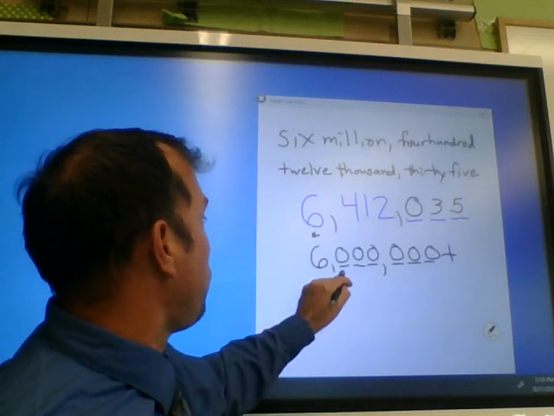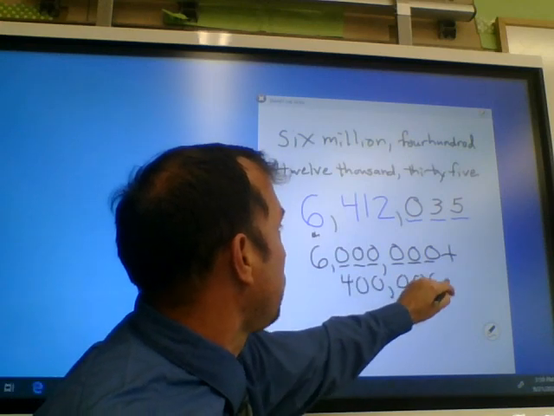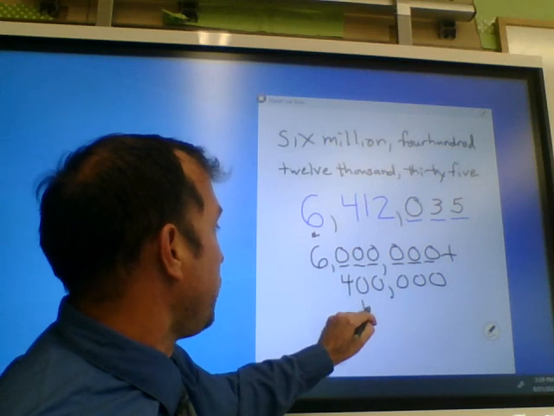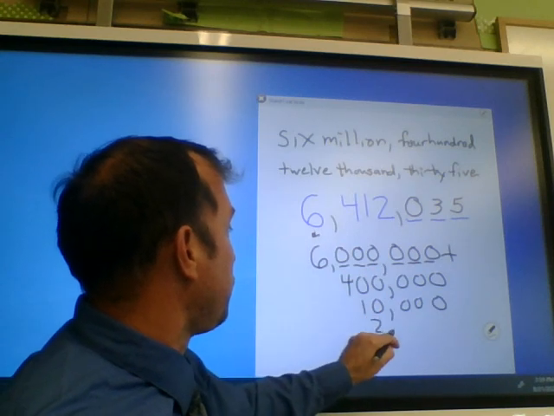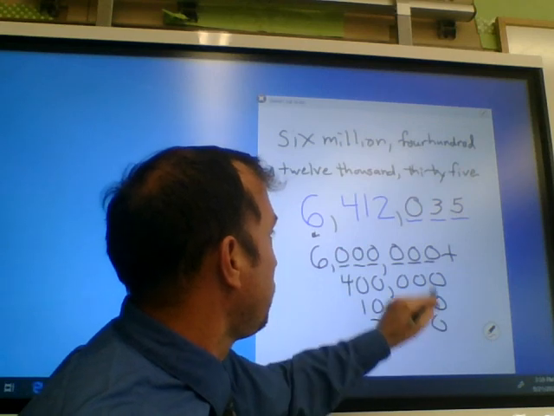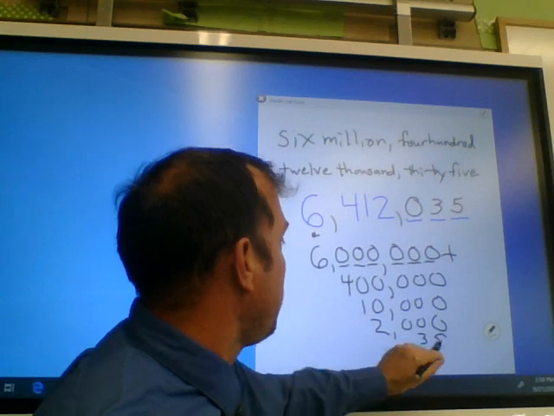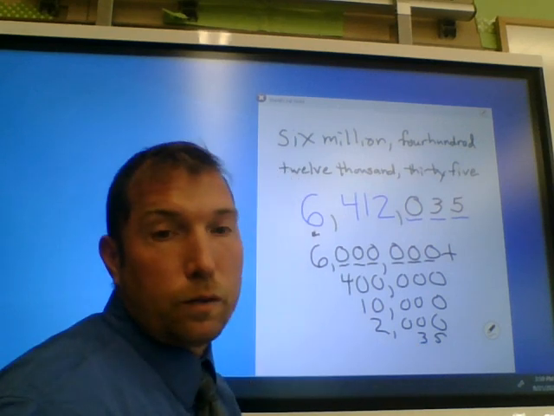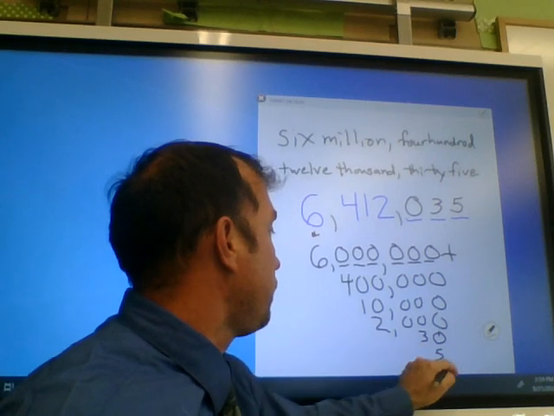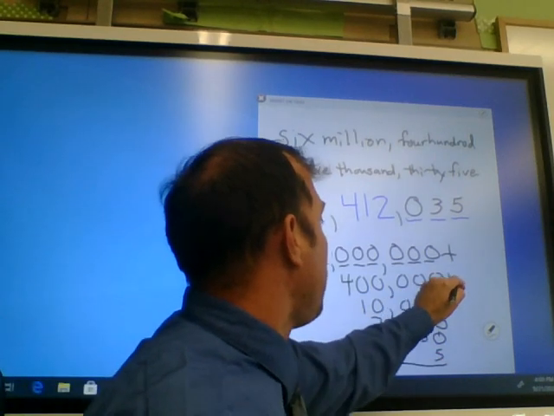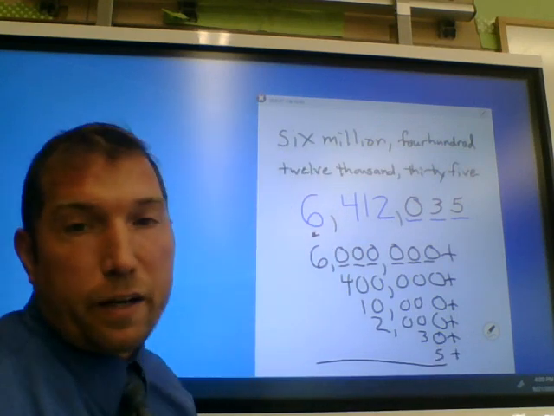The 4 is really a 400,000. The 1 is really a 10,000. The 2 is really a 2,000. The 3 is a 30. And the 5 is just a 5. And you can write it that way. We would add all those different numbers together. And I'm going to use that in a minute to show you how you get back.